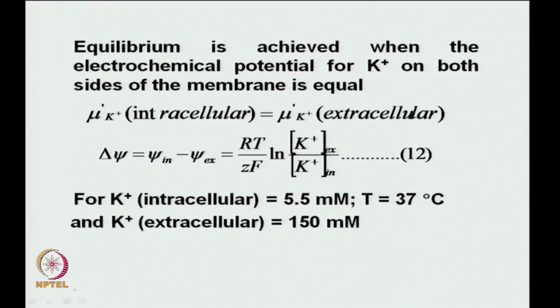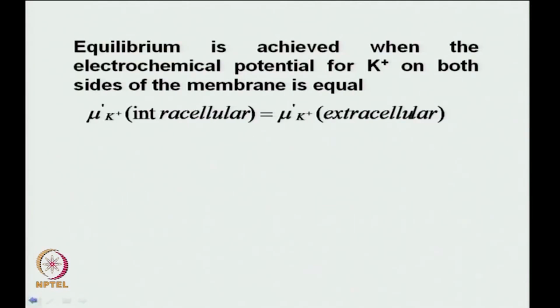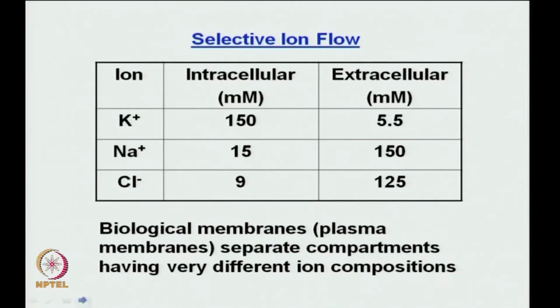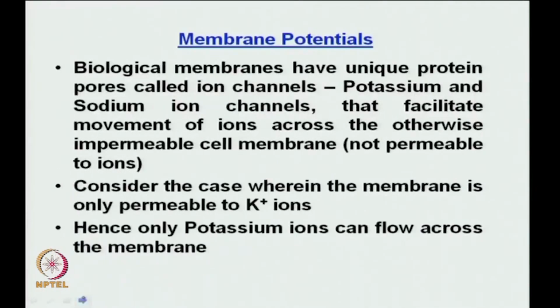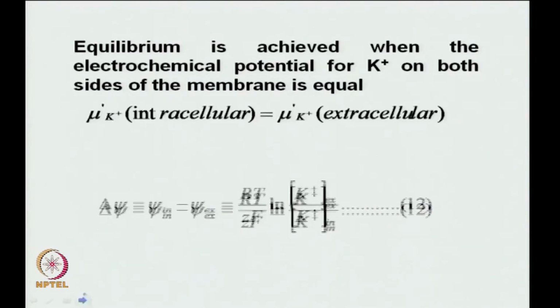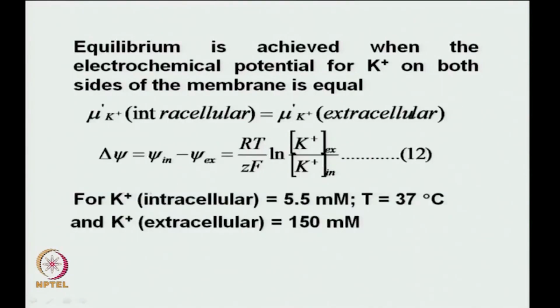So, if you take this example, say for K+, this is what we saw in the previous table: intracellular it is 5.5 millimolar, extracellular it is 150 millimolar. Actually, I think I have the other way around, isn't it? Let me see. Yeah, I have the other way around anyway. So, I will make this EXT and make this IN. Okay.